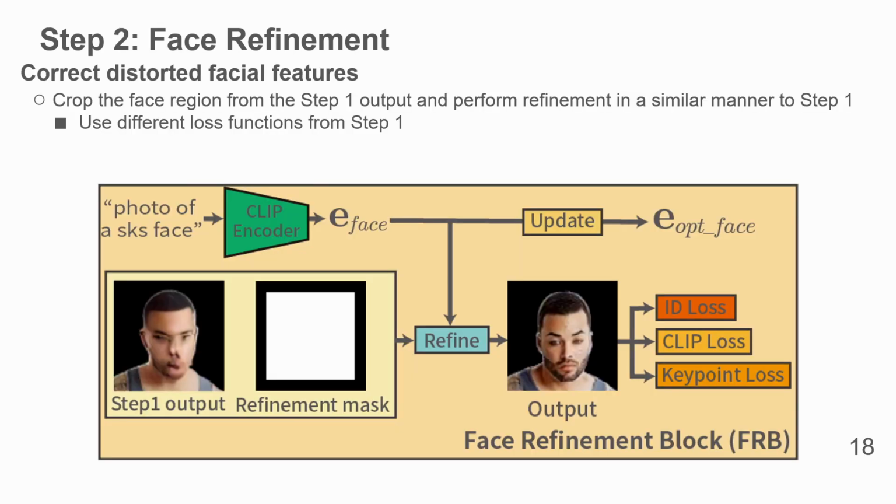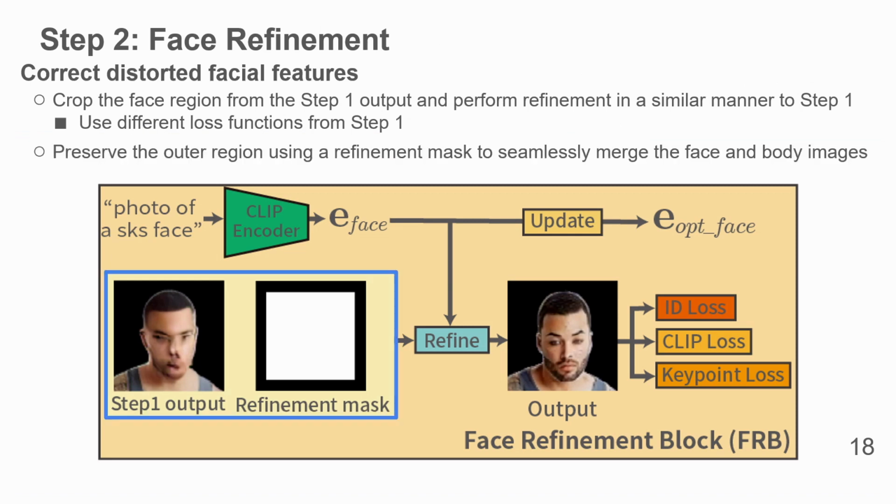In step 2, we correct the distorted face caused in step 1. Specifically, we crop the face region and perform refinement similarly to step 1. That is, we iteratively apply the face refinement block shown in this figure, which performs refinement while updating the text embeddings. In the face refinement block, we use ID, CLIP, and keypoint loss functions.